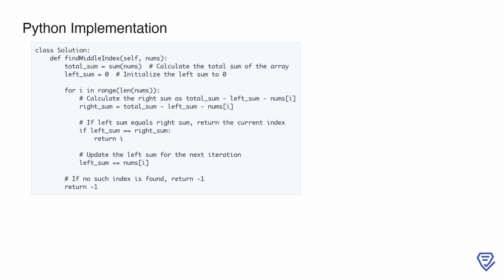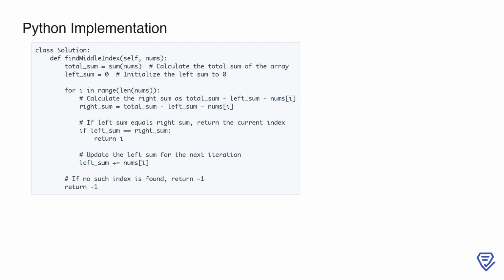The algorithm then loops through the array using a for loop. For each index i, the right sum is computed as total_sum - left_sum - nums[i]. This calculation ensures that the right sum reflects the sum of elements after the current index. If the left_sum equals right_sum, the function immediately returns the current index i, as it satisfies the desired condition.